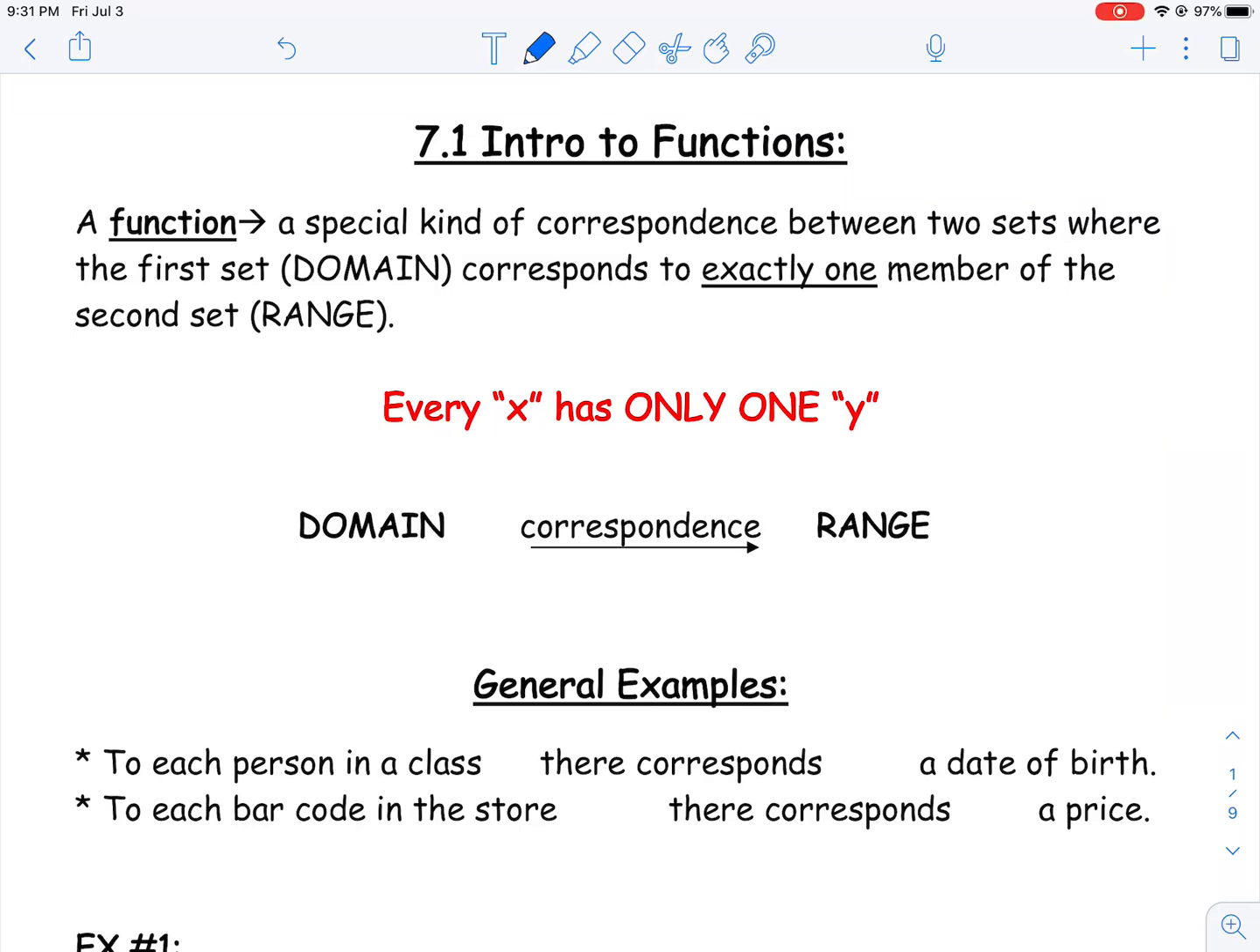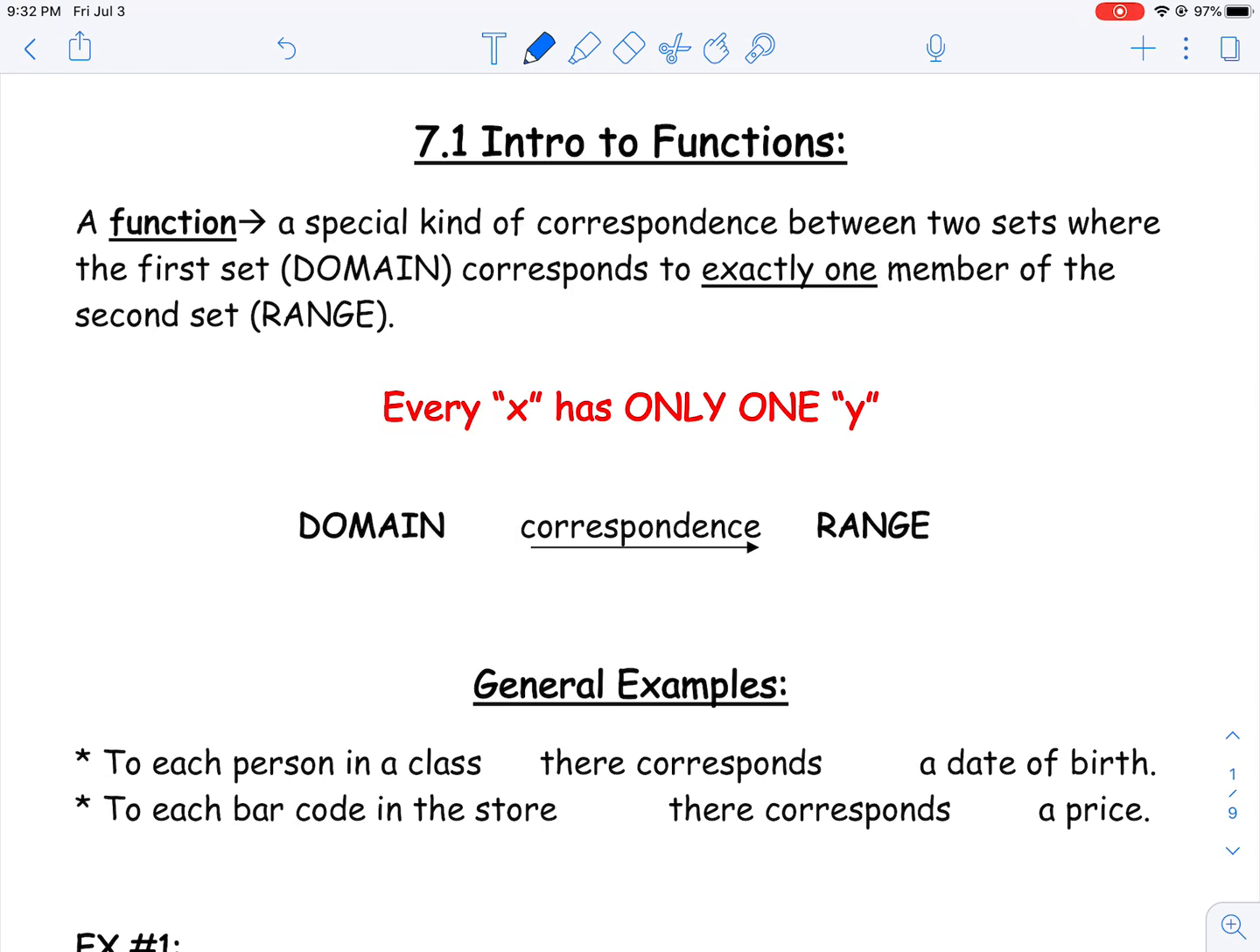All right, we're going to start chapter 7. We're going to talk about functions in this chapter. We're going to talk about what a function is. We're going to talk about graphs of functions, some function notation, domain and range, all different types of things that have to do with functions. So let's start by first talking about what a function is.